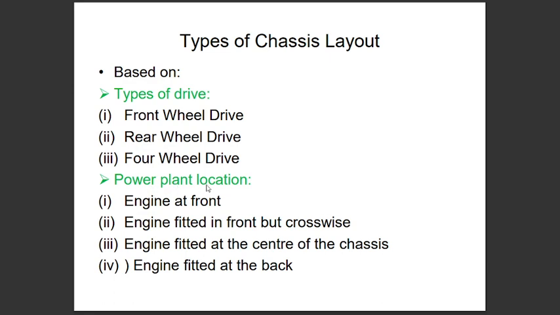Next, power plant location. That means the power plant, which generates power to drive the wheels of the cars or vehicles, automobiles. Next, engine at front. Engine fitted up front but crosswise. Engine fitted at center on the chassis. Engine fitted on the back.